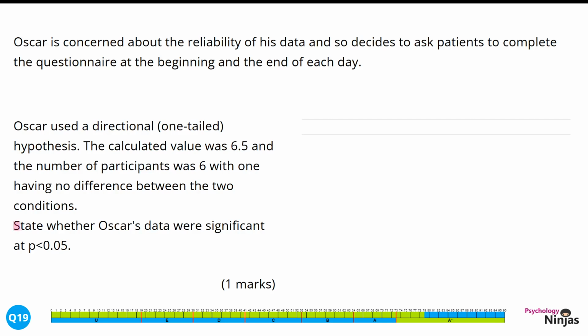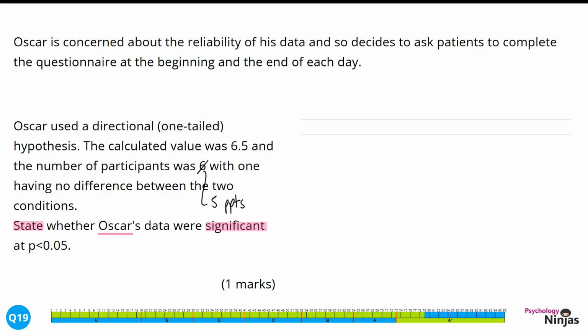The command word here is state, so we're giving a specific sentence about our question. We have some assumed psychological knowledge here in terms of significance, whether these results are from chance or not. We need to use the information from Oscar's study in order to make our response relevant. As one of the participants had no difference, we are actually excluding them from our study completely. So rather than having 6 participants, we've actually got 5 participants taking part in our study.